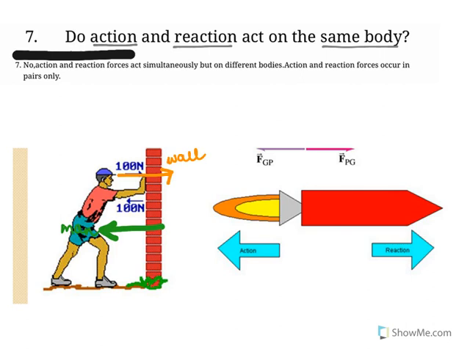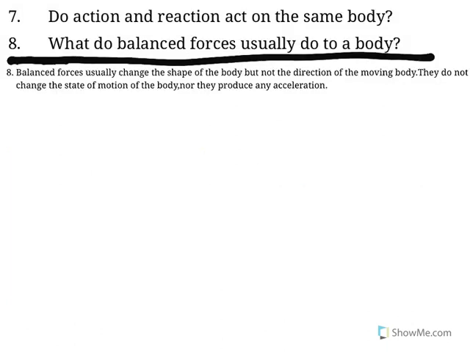Here is another example. Here this is the action. When the rocket moves, the gases move in one direction. To this there is an equal and opposite reaction in the forward direction. So the reaction here is acting on the rocket, while the action is in the opposite direction. They act on different bodies. They don't cancel each other.